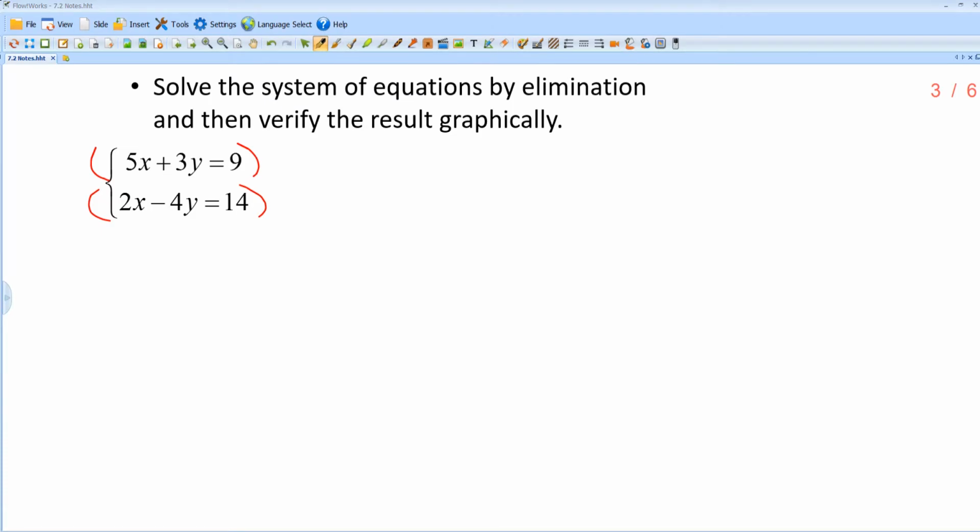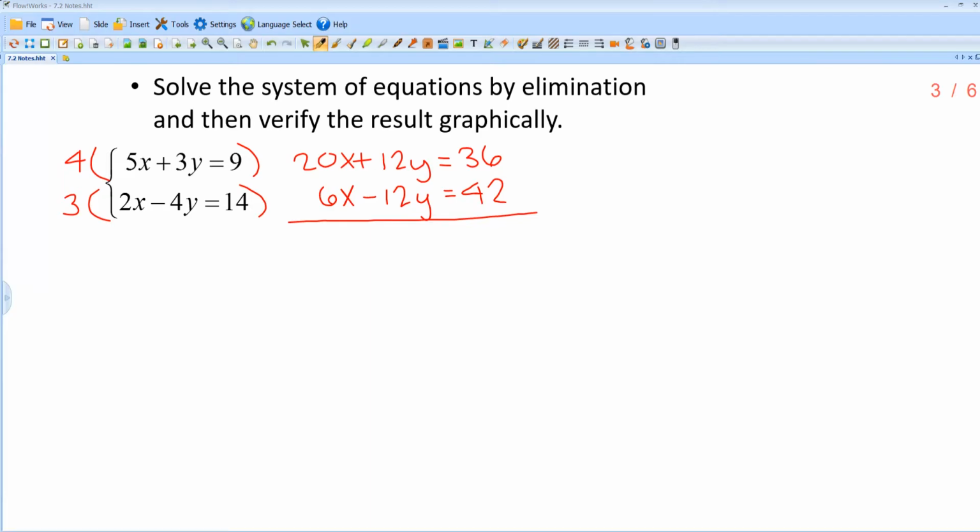If you're not able to do that, just keep in mind you can crisscross these numbers. So I'll put the 4 on top and the 3 on bottom. I don't need to worry about the positive and negative because one of them is already positive and one is already negative, meaning they were already opposites. So I'm going to distribute this out to all 3 terms. I'll have 20x plus 12y is equal to 36. And then I'll have 6x minus 12y is equal to 42.